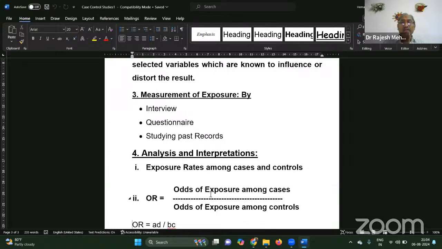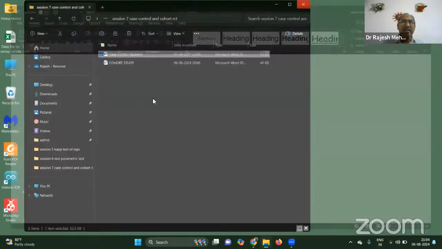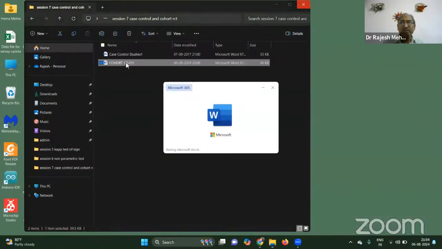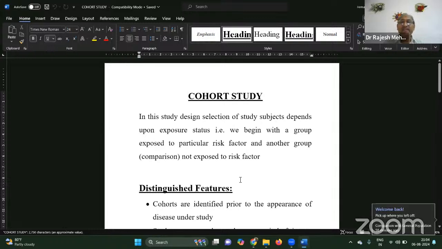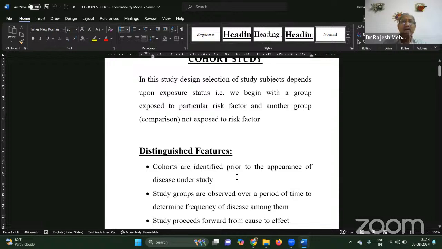So this is, in a nutshell, a case control study. Now, if you look at the cohort study, here we'll have two groups, or three or four groups, exposed to a risk factor and not exposed to a risk factor. We can take four, five things also.